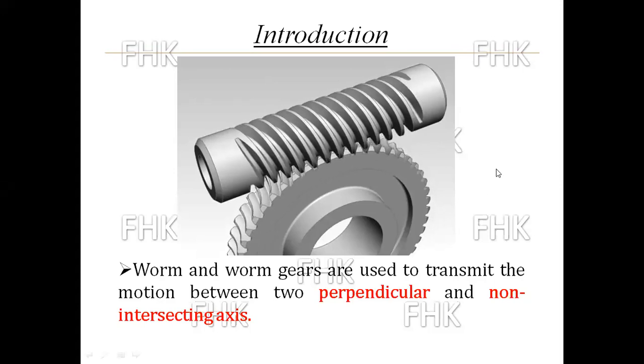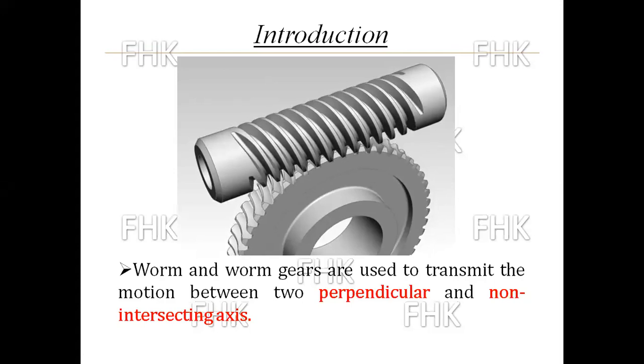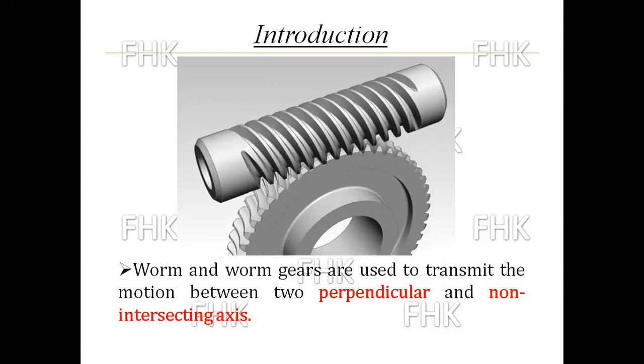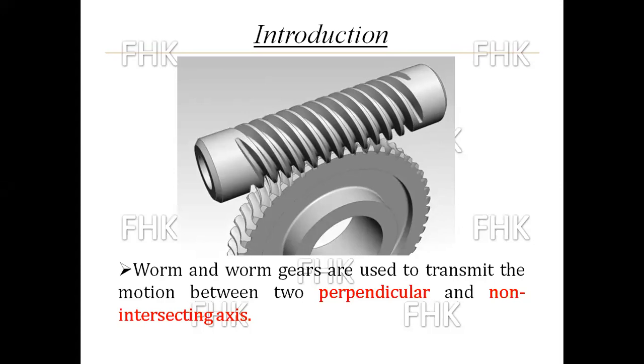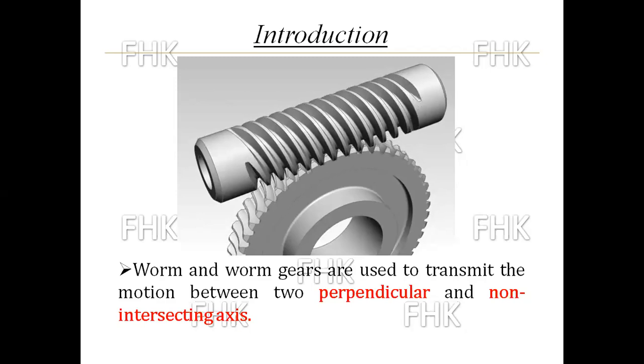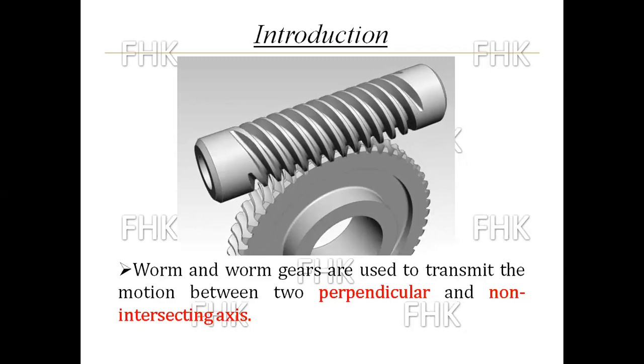Worm and worm gears are used to transmit motion between two perpendicular and non-intersecting axes. So in this application, whenever you have to transmit motion or power between axes which are perpendicular to each other and also non-intersecting, at that time you will use worm and worm gear.